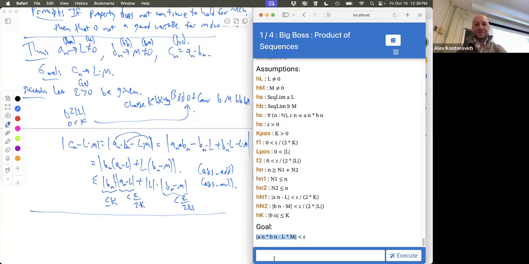Equals like the thing plus... Perfect. This thing is equal to something else by ring. What is that something else? So how did we do it here? We took the Bn out and made it An minus L, and then we took the L out and made it Bn minus M. Does that look right? Bn times A minus L, yes. L times B minus M, yes.